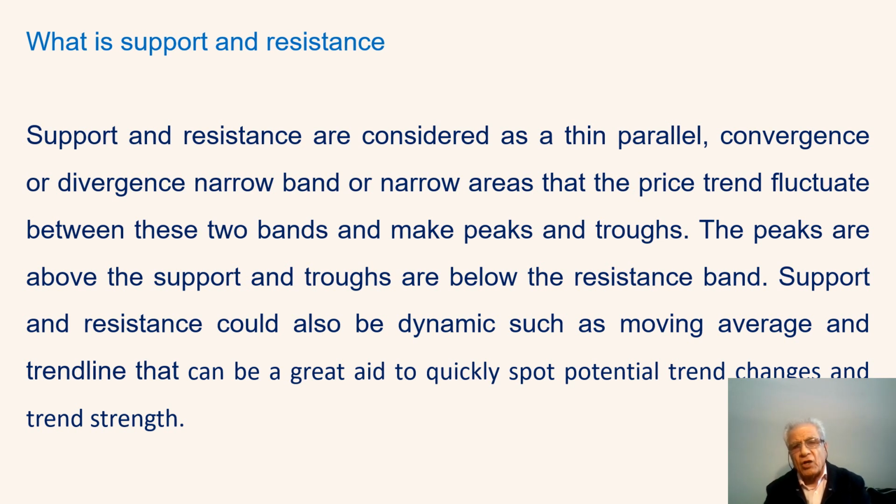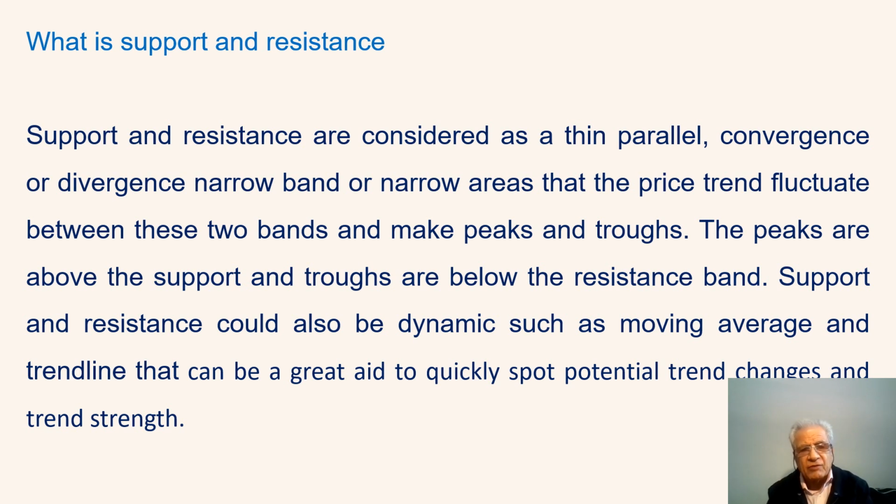Support and resistance are considered as a thin parallel convergence or divergence narrow band or narrow area that the price fluctuates between these two bands and make peaks and troughs. What it means is that don't consider your support and resistance as a line because it's an area. It's not a line. Whoever considers it as a line, they lose in their trading. The peaks are above the support and the troughs are below the resistance band.